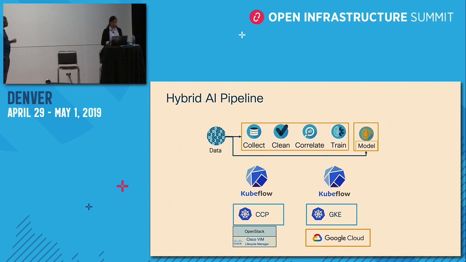It runs on top of vanilla Kubernetes. There are no requirements or restrictions. It doesn't really need even GPUs, though it can use GPUs if they're already present. So in our demo, we're going to be showing KubeFlow running on top of a Kubernetes cluster deployed by Cisco Container Platform, running on top of OpenStack, which Jay just talked about, and also run part of the pipeline on GKE on the public cloud.